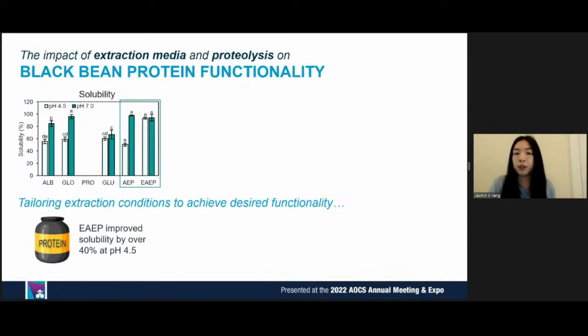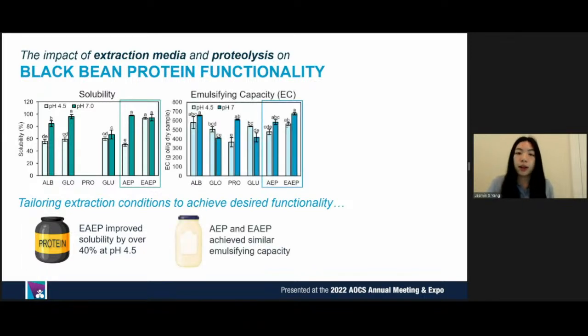Lastly, we explored key functional properties under acidic and neutral conditions. First, we looked at solubility, which is considered the most important functional property. Extraction media did have a significant effect, with prolamins exhibiting no solubility at either pH, and proteolysis also did have a significant effect at pH 4.5, increasing solubility by over 40%. This suggests that for applications in products like protein powders for protein shakes or other acidic beverages where solubility is really important, EAEP proteins might be more suitable.